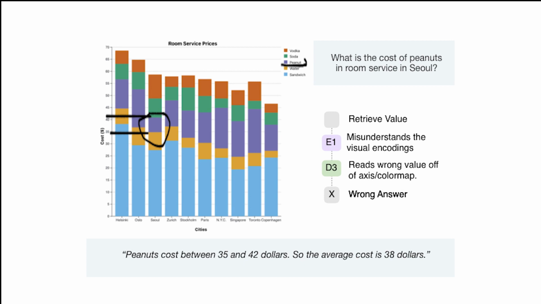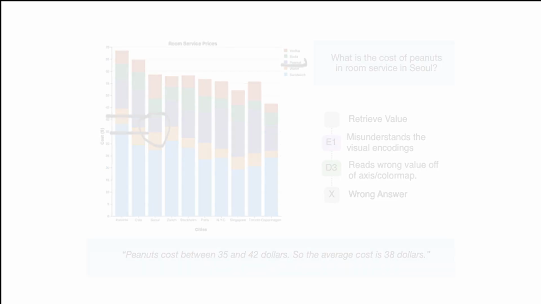The stacked bar and area charts were common targets of encoding barriers. In this example, the question asked participants for the price of peanuts in room service in Seoul. You can see that this participant found the correct city and the bar representing peanuts, but misunderstood the top and bottom boundaries of the bar as representing the range of values for that category. So in this case, peanuts would cost between $35 and $42.